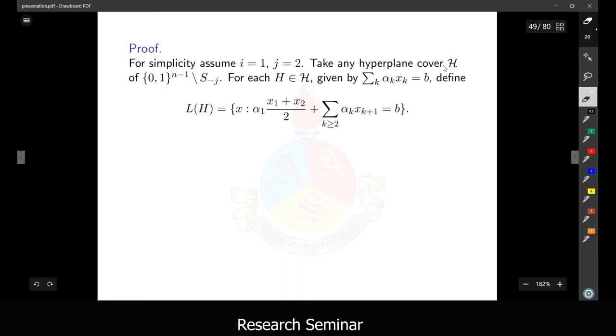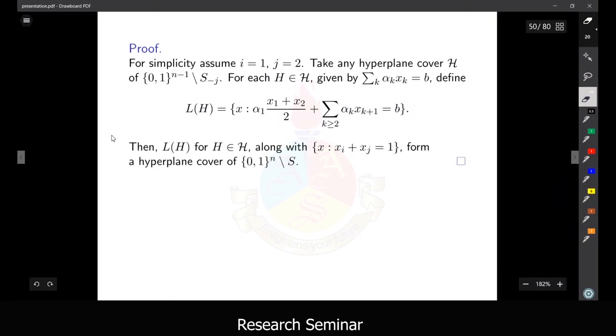So we consider that we took some hyperplane cover of our restricted set. And now we want to lift each hyperplane to some hyperplane in n dimensions. And we do it in a very simple fashion. Namely, if we had some equation, I mean the sum of alpha_k x_k equal to b, then we exchange the first summand by the sum (x1 plus x2) divided by 2. And the rest is essentially the same. We just need to make a small shift because we actually used two variables.